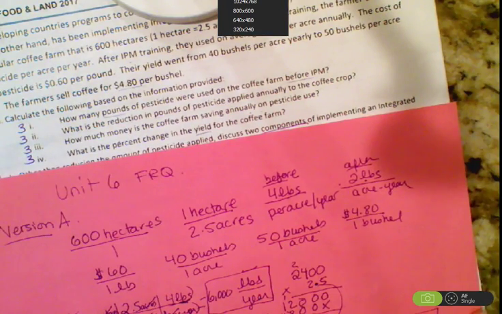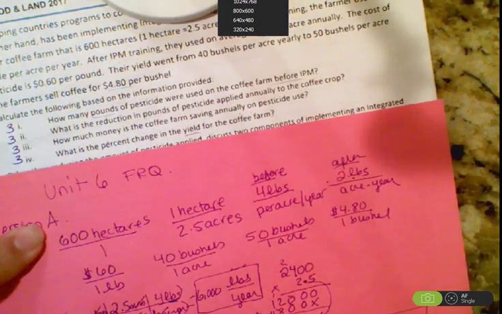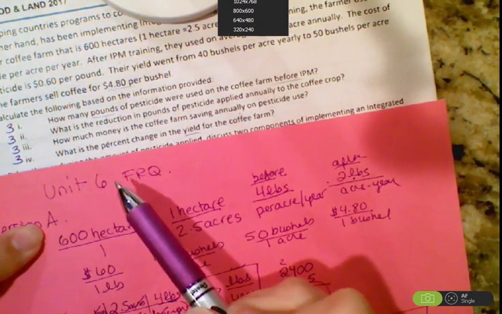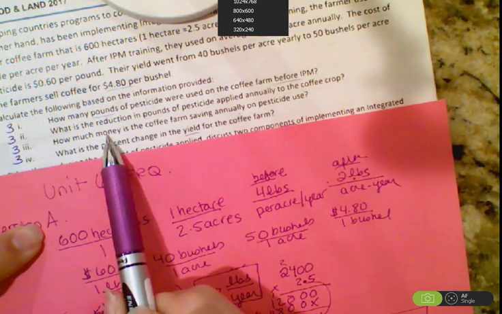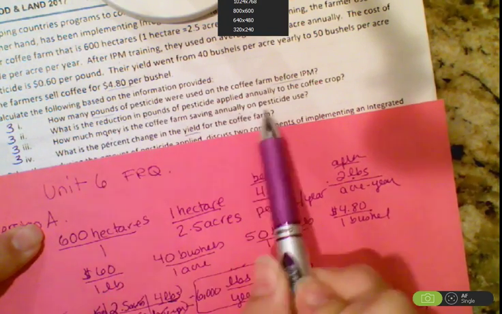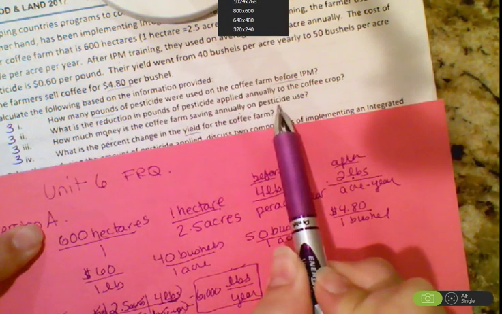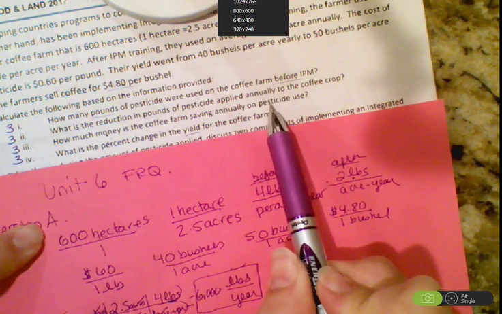Either way, that works. Okay, so number 3, how much money is the coffee farm saving? Go back up here. How much money is the farm saving annually on pesticide use? Here's where a lot of people got mixed up. You see money, and in our cards, places where we have money. This money is asking about pesticide use. Has nothing to do with the coffee yet.